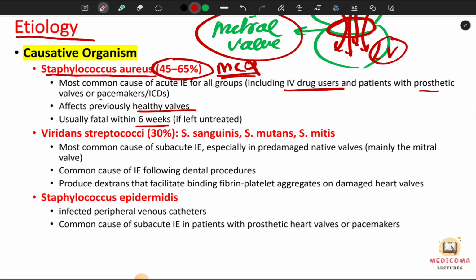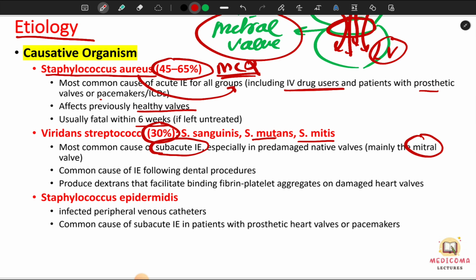The next is the virulent streptococci, which account for 30%, including Streptococcus sanguinis, mutans, and mitis. So the most common cause of subacute endocarditis is virulent streptococci. Acute infective endocarditis is most commonly Staphylococcus aureus, and subacute is most commonly caused by virulent streptococci, and mainly the mitral valve is involved. So these are important points and important MCQs which can be asked in any exam.